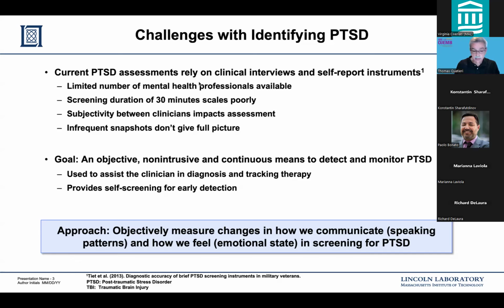So the approach that we're taking to meet this goal is to objectively measure changes in two characteristics of the human. One, how we communicate, i.e., patterns of speaking and how they change, and two, changes in how we feel, i.e., our emotional state. So these are the two properties of the human that we're trying to get at in identifying PTSD.